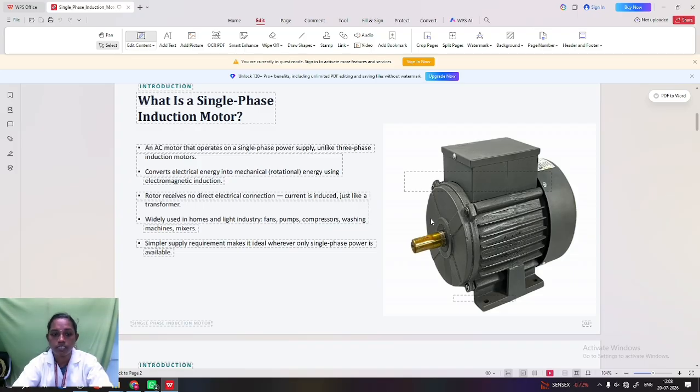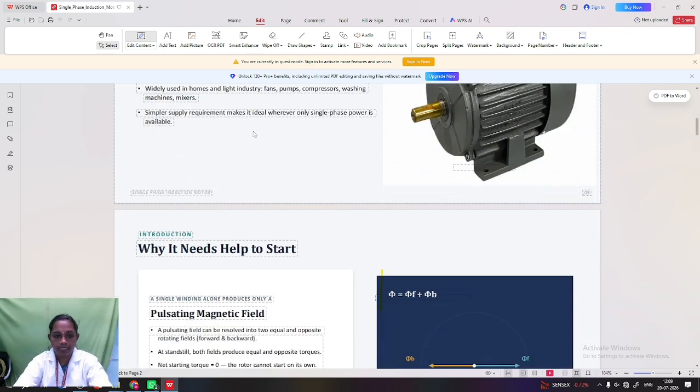It is widely used in homes, light industry, fans, pumps, compressors, washing machines, mixers, etc. Most home appliances and industries prefer the single phase induction motor. Its supply requirement makes it ideal wherever only a single phase power supply is available. Normally, single phase induction motors are commonly used in most home appliances.